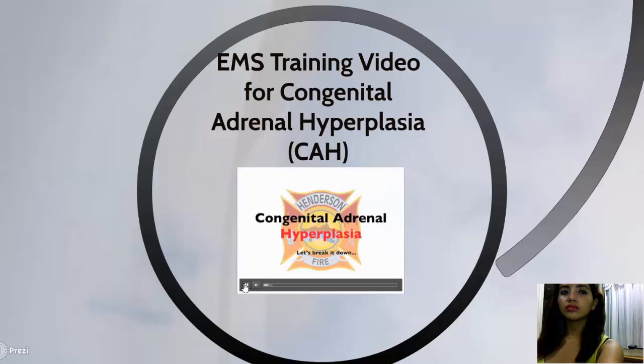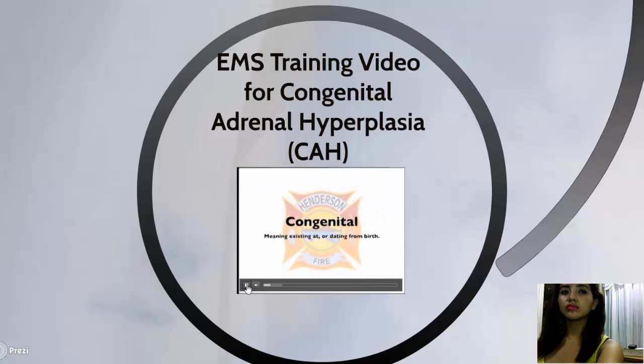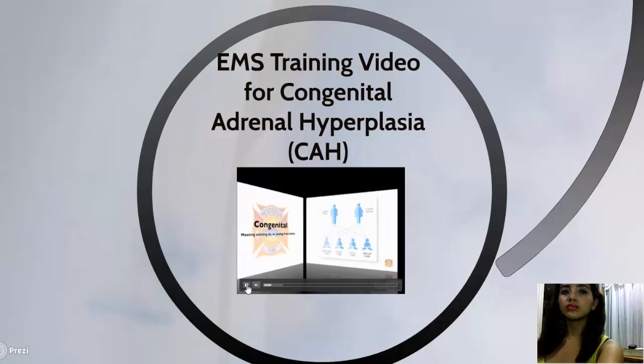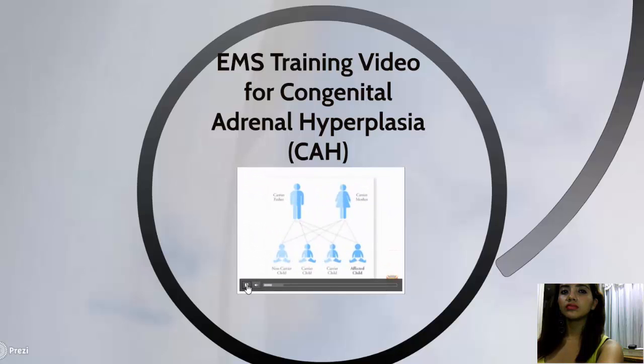I'm going to talk about congenital adrenal hyperplasia. Sounds like a pretty complicated disease process, so let's just break it on down. Congenital. Congenital means existing at or dating from birth. Congenital adrenal hyperplasia is a recessive genetic disorder. It requires a copy of a specific mutation in both the mother and father. That is all. Thank you for your attention.